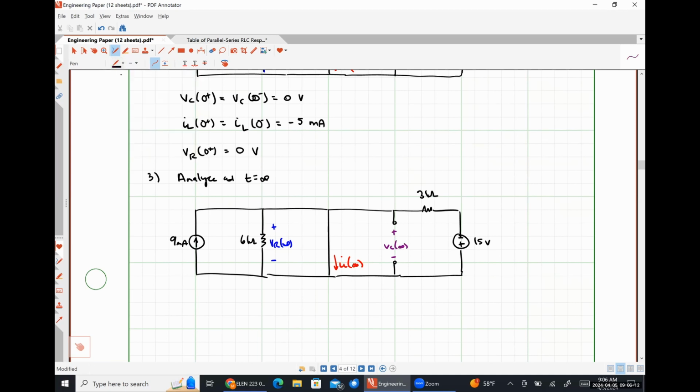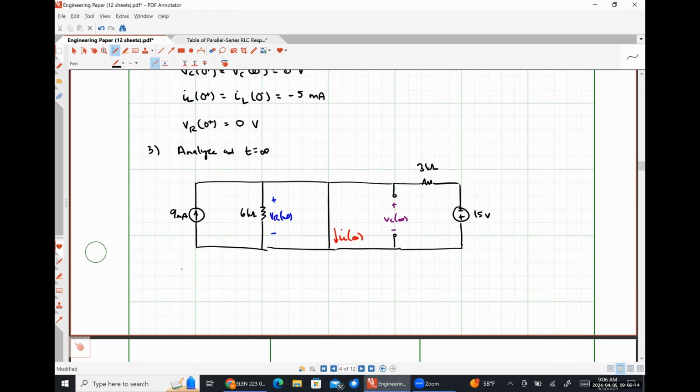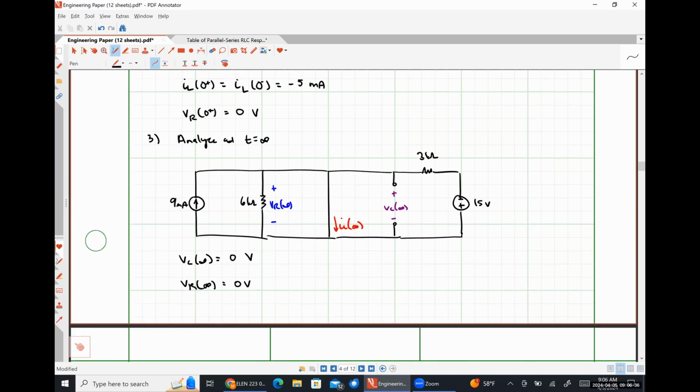So let's start with the easy stuff first. What's VC at infinity? Still 0 volts. What's VR at infinity? 0 volts. So IL is where things are going to get a little bit more difficult.